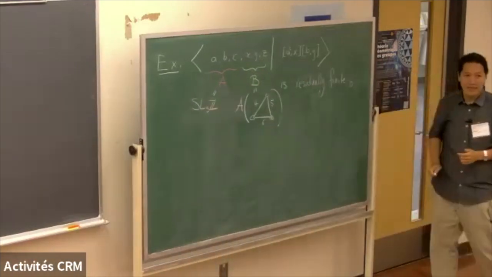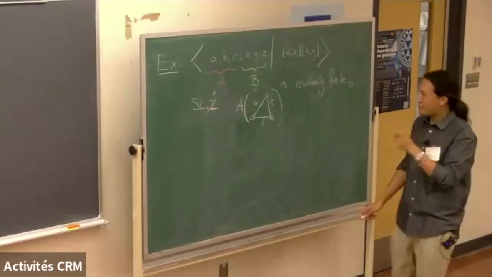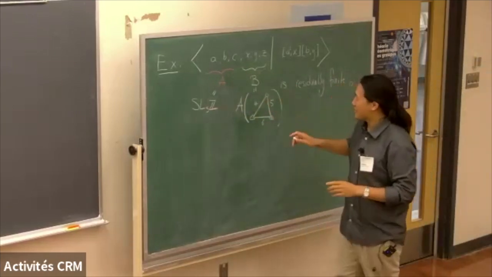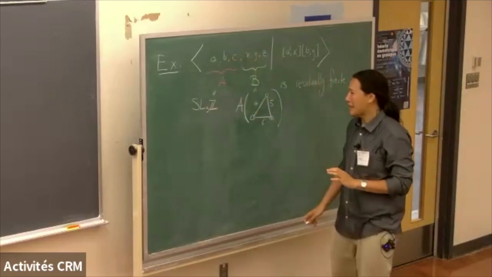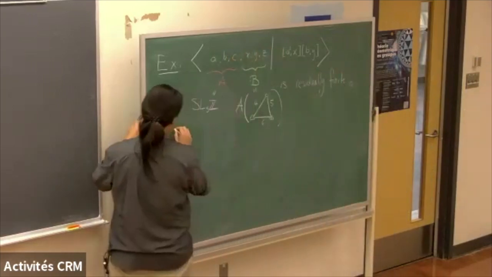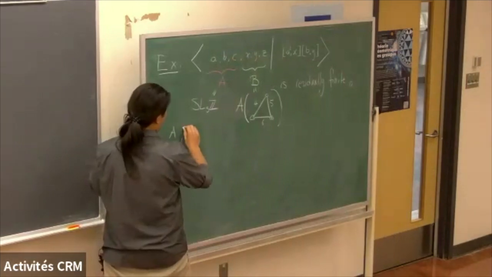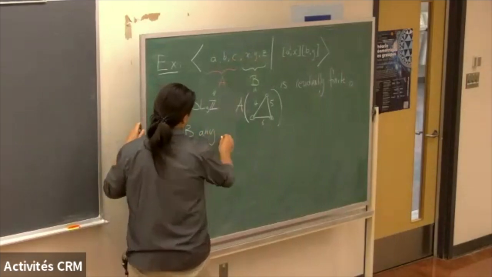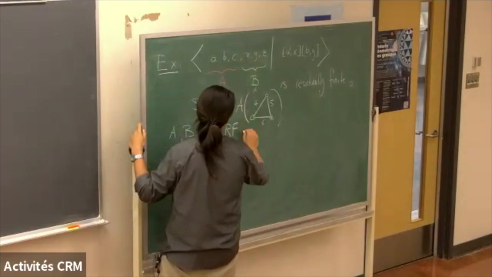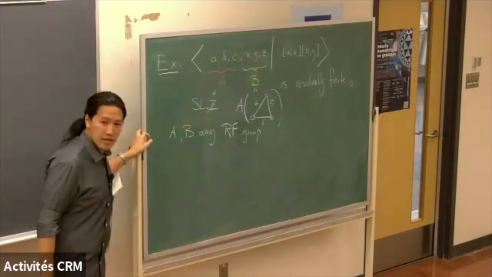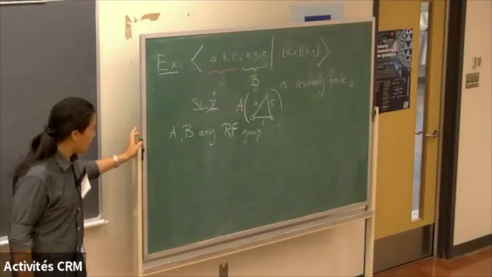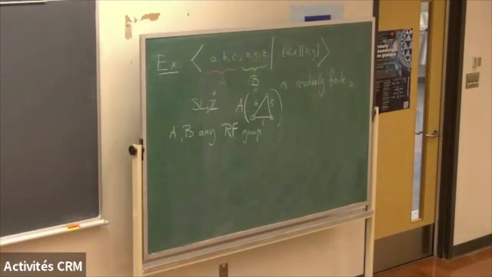Great. It is residually finite. In fact, I'm splitting the group into two parts, A and B. And A and B can be any residually finite group, and then the same conclusion will hold. Okay. So that's going to be sort of a consequence of the thing I'm going to talk about today.